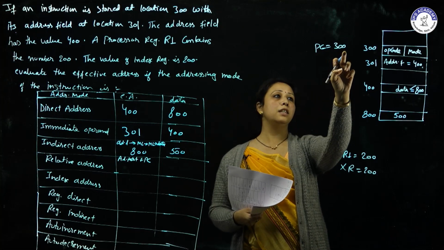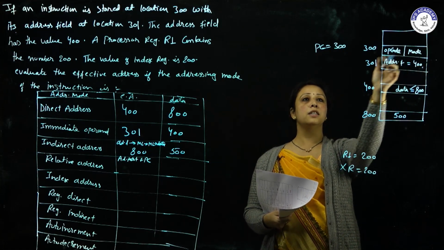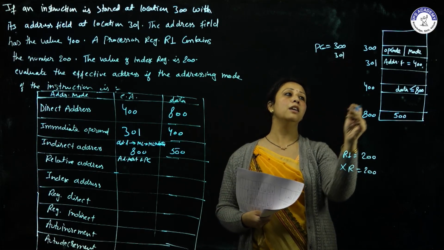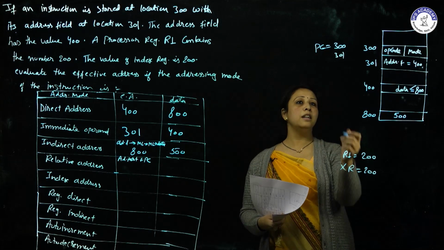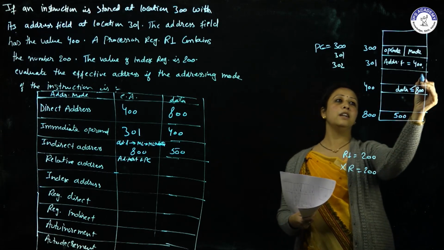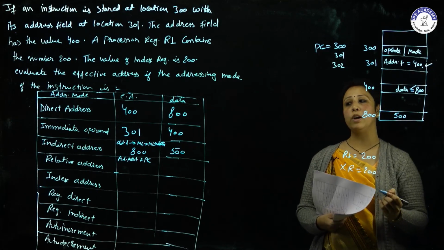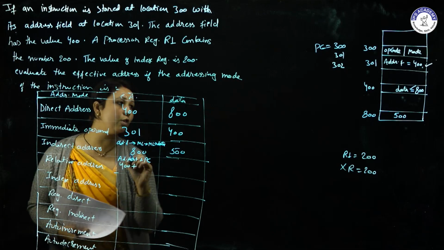So initially it is 300. When we fetch the opcode and mode, when we fetch this instruction, it becomes 301. When we fetch this address field, then it becomes 302. So when we fetch the address field, we know the value of the address field is 400. The value of the address part is 400 plus the value of the program counter.